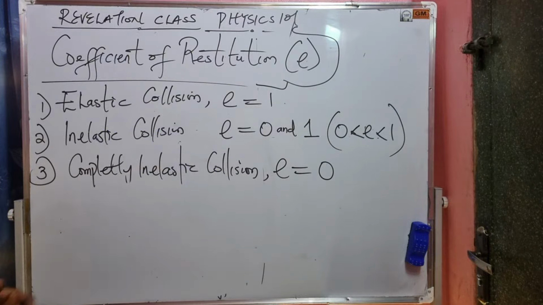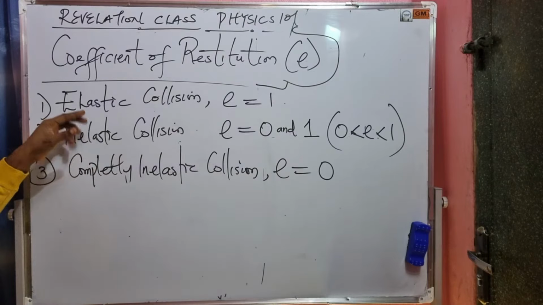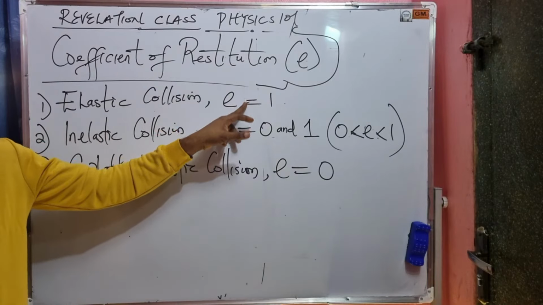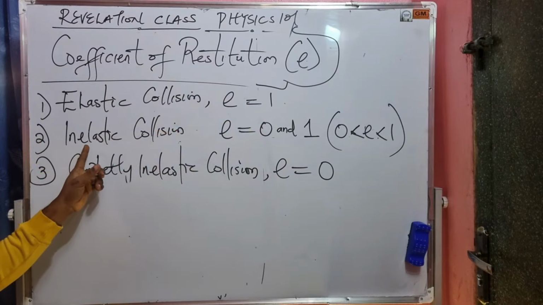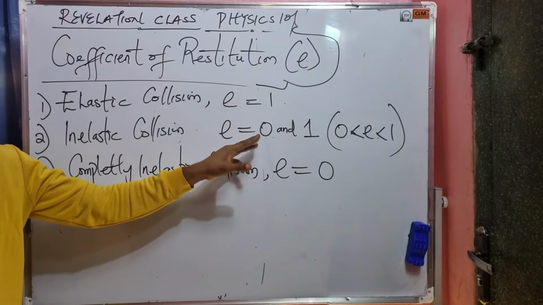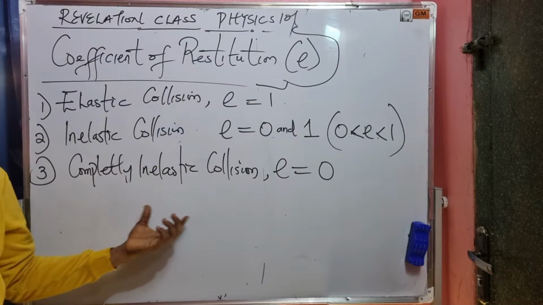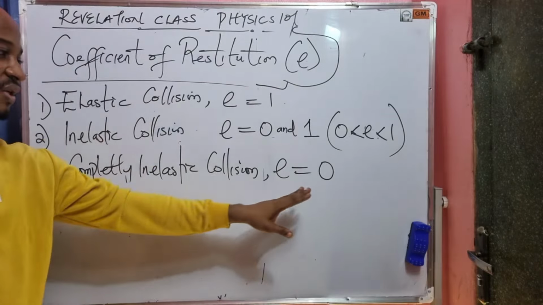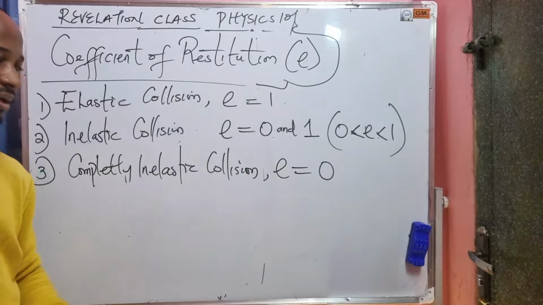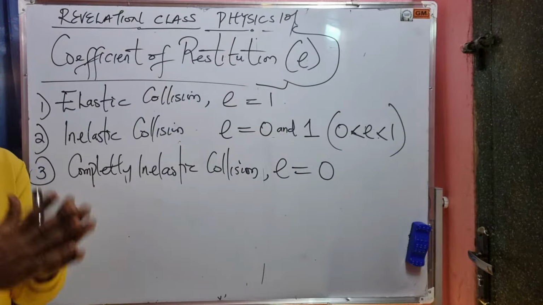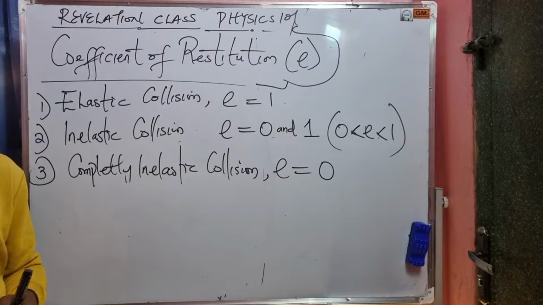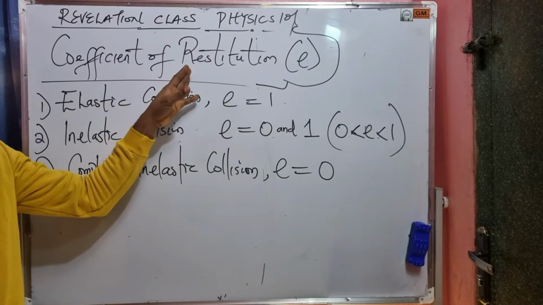You might be asked to state the three types of collision and also indicate their coefficient of restitution. Under elastic, the value of E is 1. Under inelastic, the value of E is between 0 and 1. Under completely inelastic, the coefficient of restitution is 0. All right? Now, what then is the expression for coefficient of restitution?